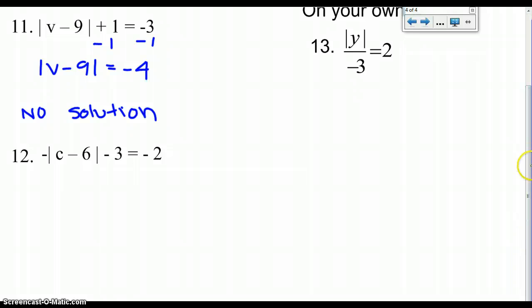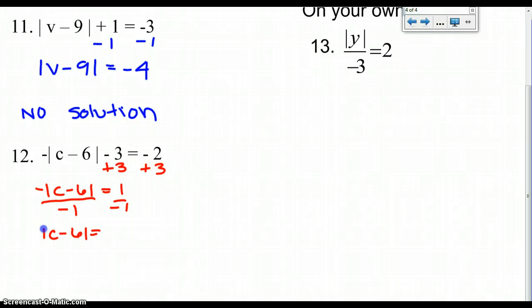We're going to do number 12. So for this one, we need to add 3 to both sides to get the absolute value by itself. So we have negative absolute value of c minus 6 is equal to 1. Then we have this negative outside, and it's kind of like an imaginary negative 1. So we have to divide both sides by negative 1. And we get the absolute value of c minus 6 is equal to negative 1. And just like above, we see that an absolute value is equal to a negative, and we can't do that, so it's no solution.